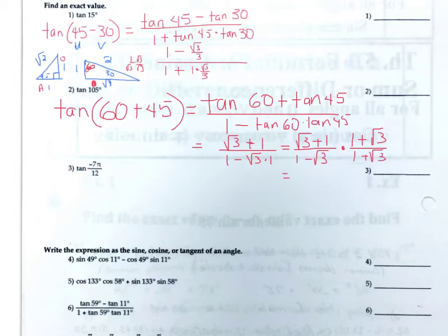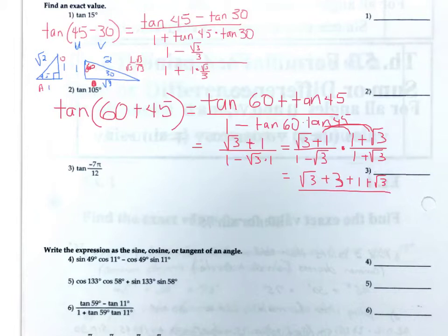So it's the square root of 3 times 1 is the square root of 3. Square root of 3 times the square root of 3 is the square root of 9, which is 3. Now the second one. 1 times 1 is 1. 1 times square root of 3 is the square root of 3.